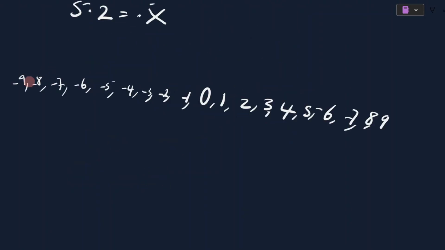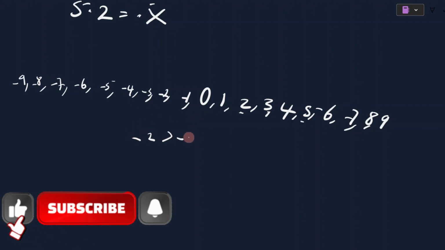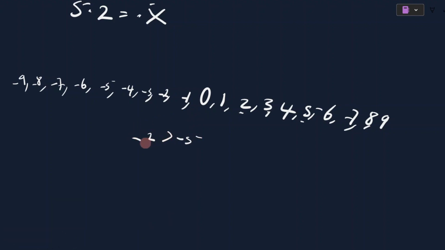Now, using this number line, this 0 is in the middle and the numbers at the right hand side of 0 are positive integers. The numbers at the left hand side of the 0 are negative integers. And looking at this number line, we will notice that 5 is greater than 2, right? This is because 5 is further away to the right, unlike 2 that is closer to 0. Likewise, negative 2 is greater than negative 5. This is because negative 2 is further to the right, that is closer to 0 than negative 5.